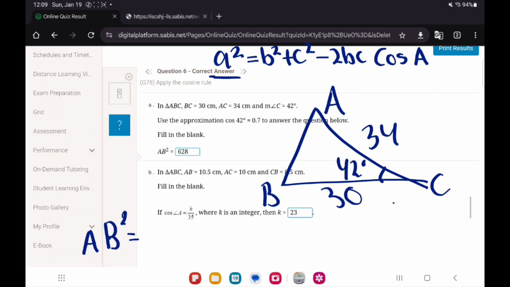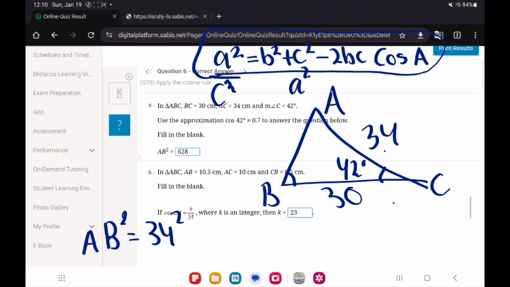a squared equals b squared, small b is opposite of the angle, so it's 34, so 34 squared. Small c, we don't have the small c, okay? Here our equation will be c squared, and here will be a squared, okay? But this is just like the general format of the formula, but you can change it around to the values you want, okay? So let's use the other side we have, which is 30.